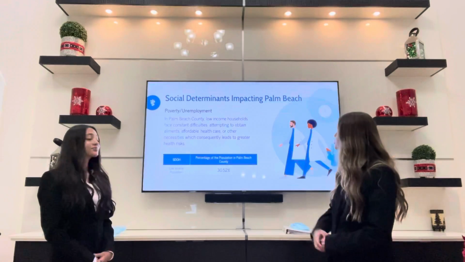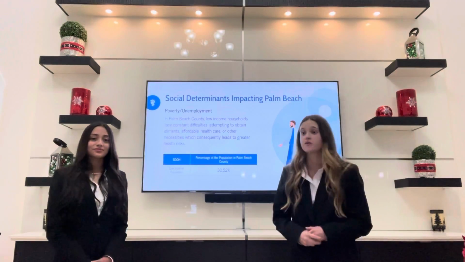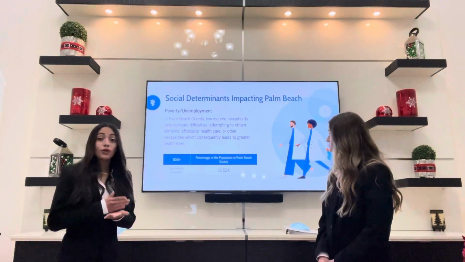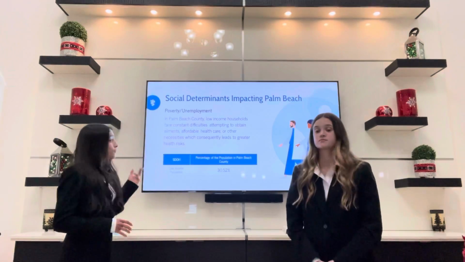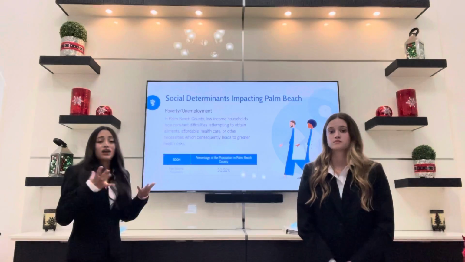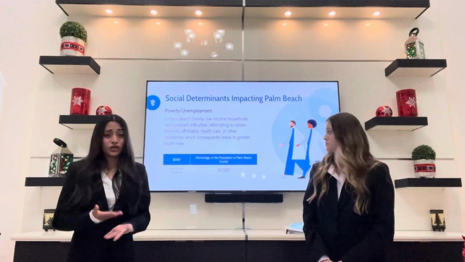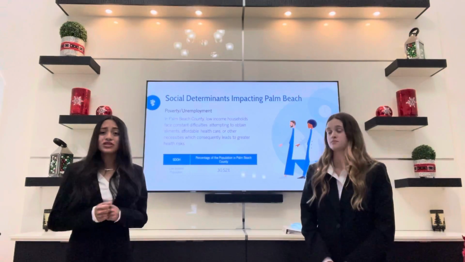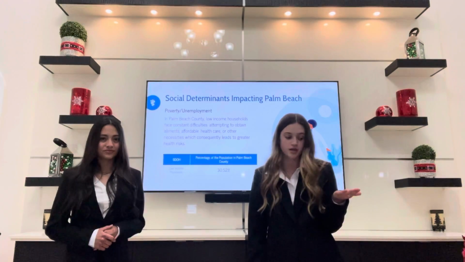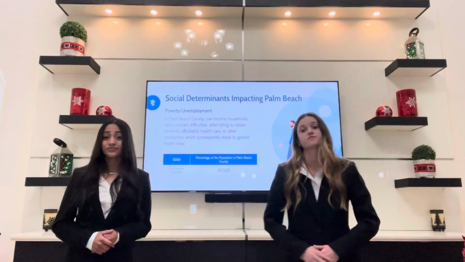One major social determinant impacting Palm Beach right now is poverty and unemployment. Low-income population is 30.52%. Families that are in low income suffer many difficulties attempting to obtain food, affordable insurance, or pretty much any needs. Imagine having to decide whether to pay a bill or feed your family.